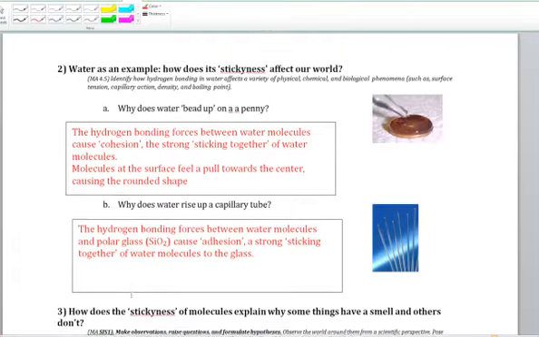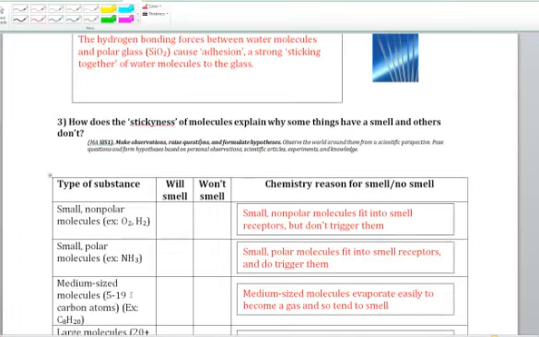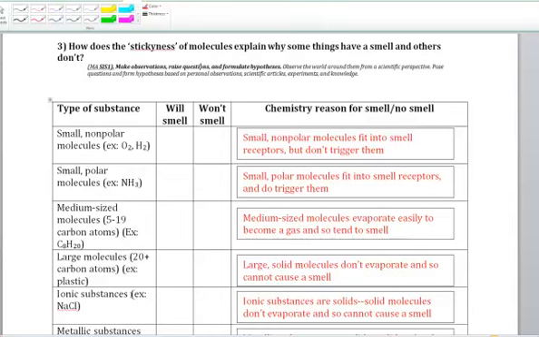Okay. So how does the stickiness of molecules explain why some things have a smell and others don't? All right. Small nonpolar molecules. Okay, remember, small nonpolar molecules may fit into receptor sites, but they won't cause a smell.